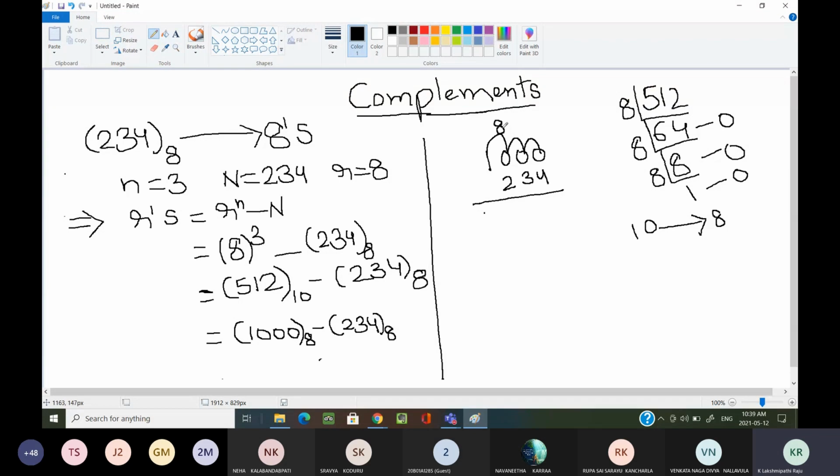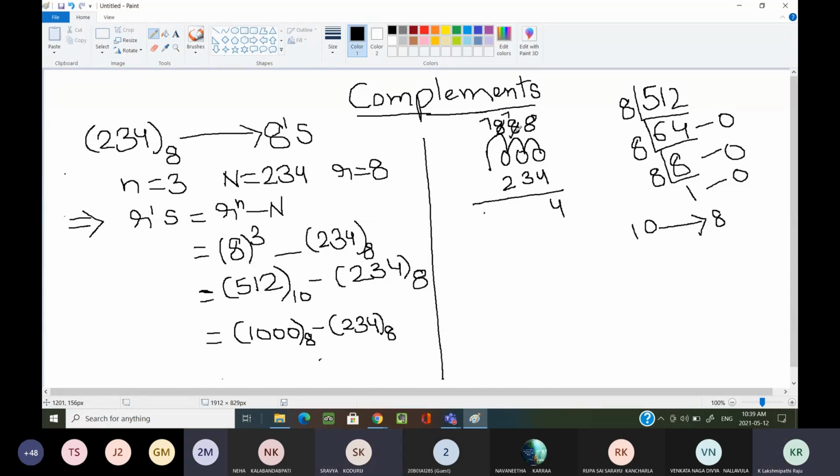Once again I am taking borrow from here. Already 8, I am taking borrow from here. Now this number will become 8, this number will become 7. Now I am taking borrow from here. Now this number will become 7 and this number will become 10, and 10 is nothing but 8. Are you able to follow? Now 8 minus 4.